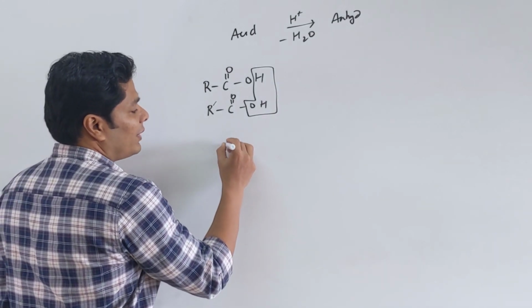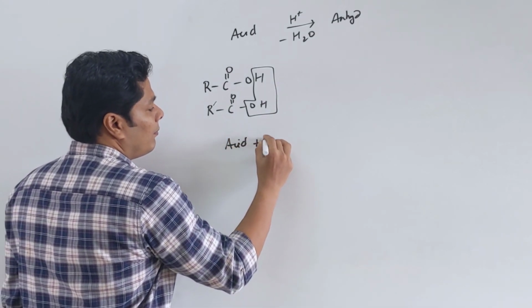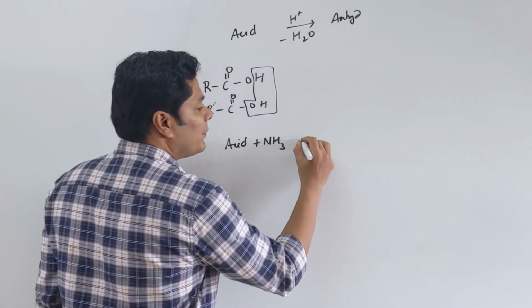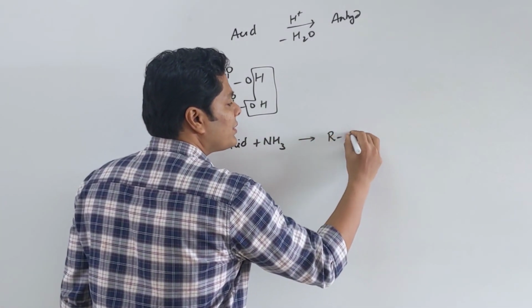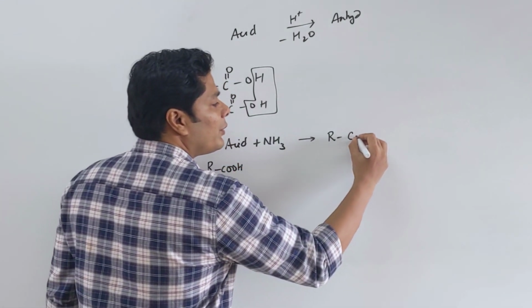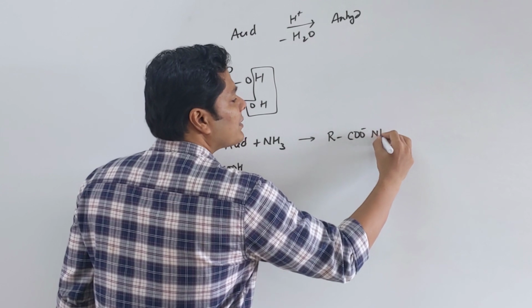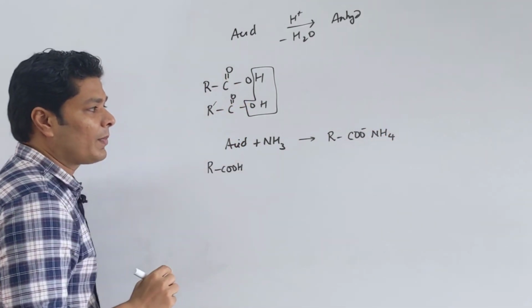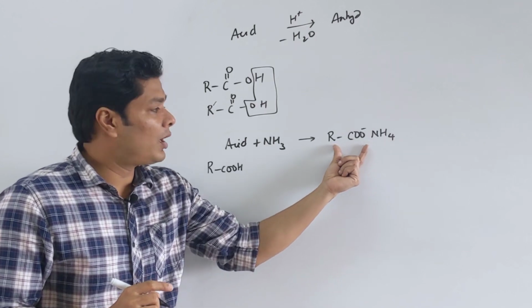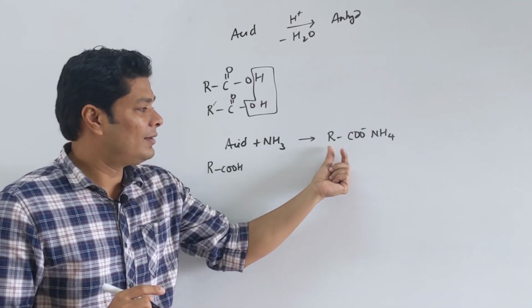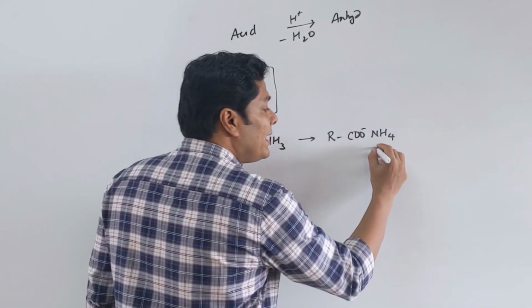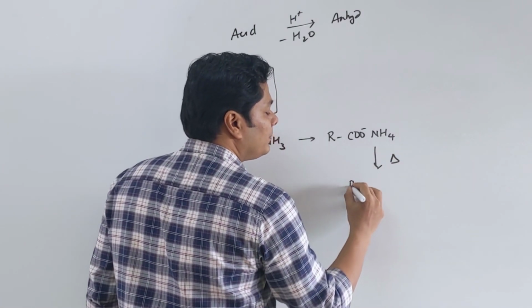Similarly, we can also convert an acid to amide. You want to remember the first reaction is, if you use an RCOOH, you convert it into RCOO minus NH4 plus. So this is going to be ammonium carboxylate. If it is acetic acid, then you will get ammonium acetate. You get this? This on heating only gives you the amide.